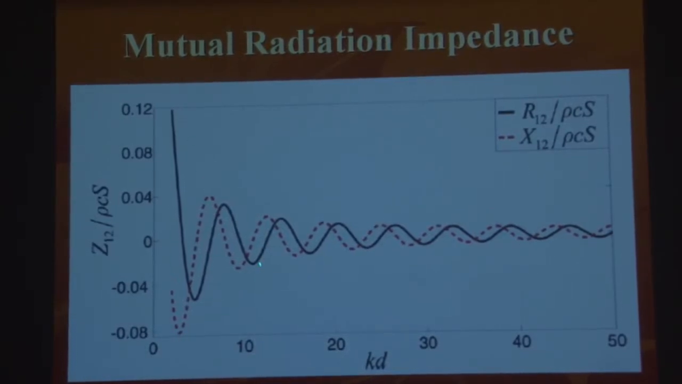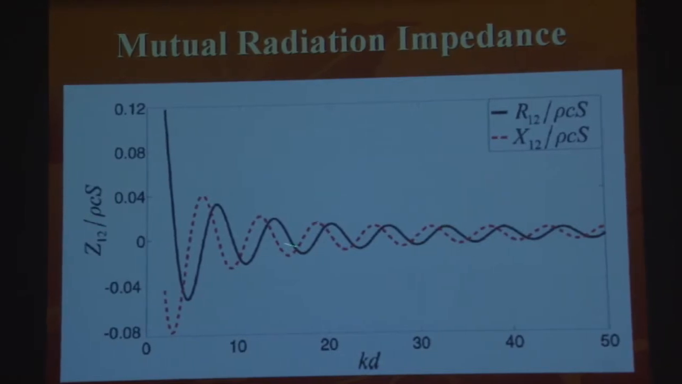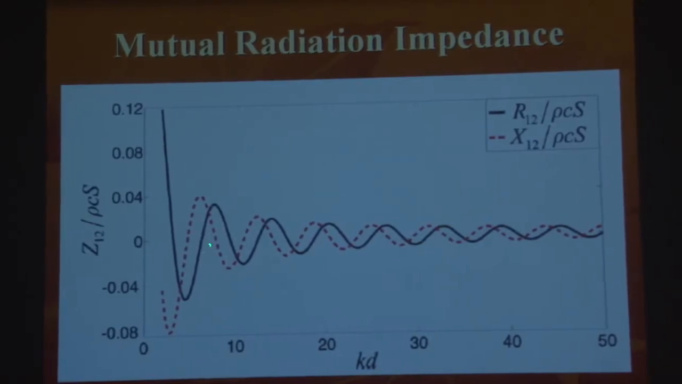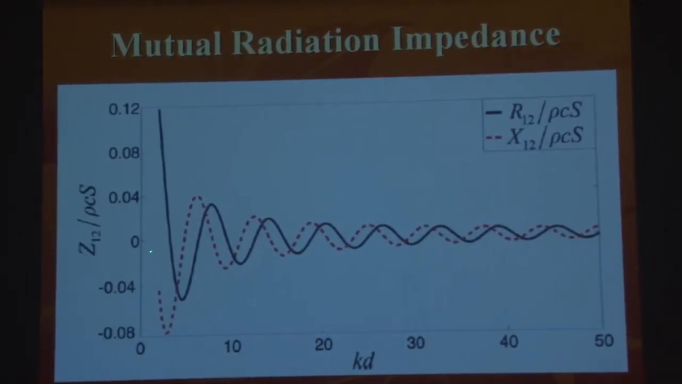And the real part, as you see, does this dying oscillation, but you can also see that the mutual radiation resistance has a negative part. So you can actually get a negative radiation resistance from the neighboring elements. And this is actually what makes the coupling interesting.